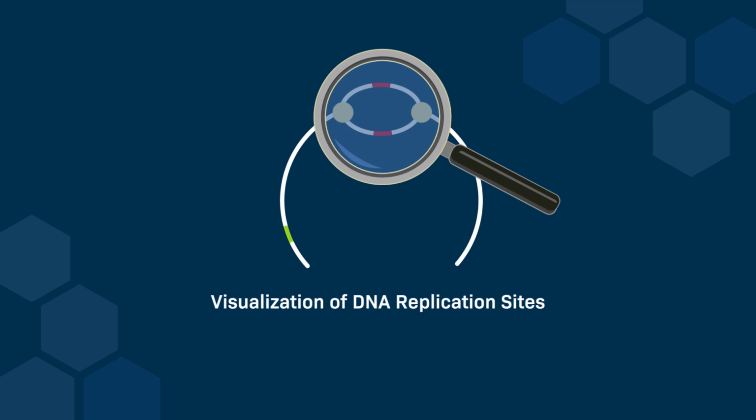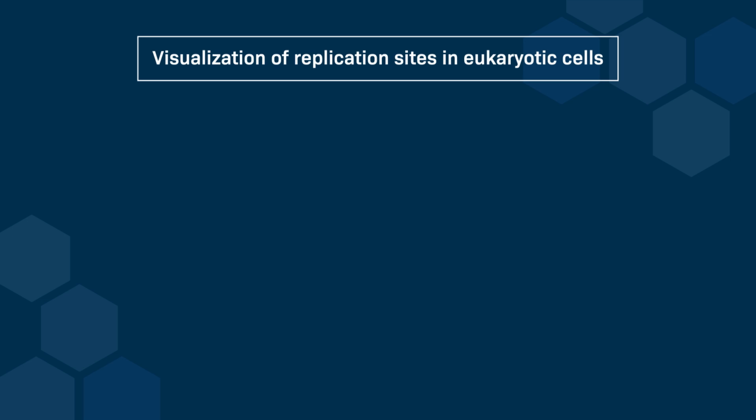This video provides an overview of the visualization of the origins of DNA replication. Replication in eukaryotes involves many origins of replication and is active during the S phase of the cell cycle, which lasts approximately 8 hours. This raises two important questions.